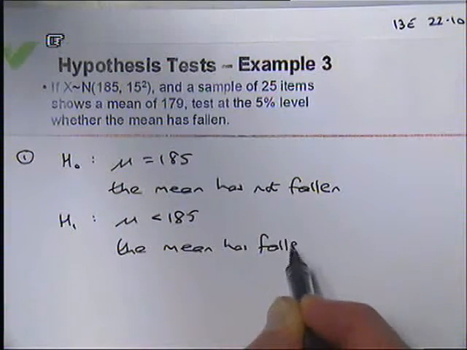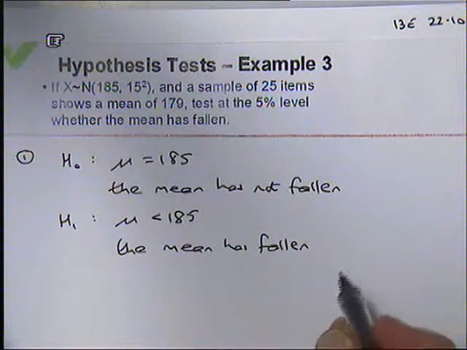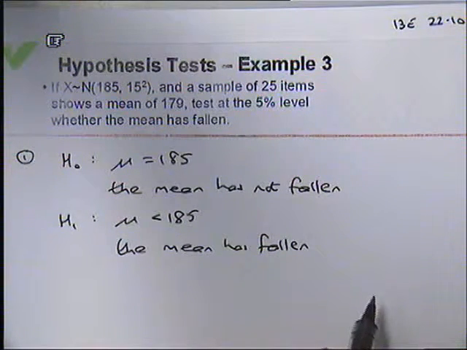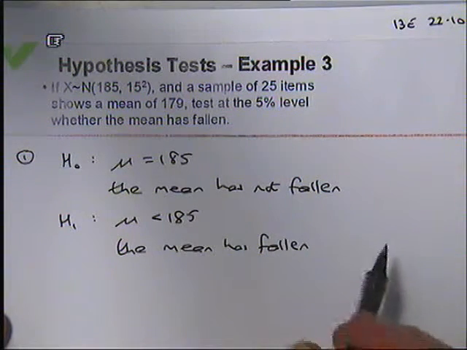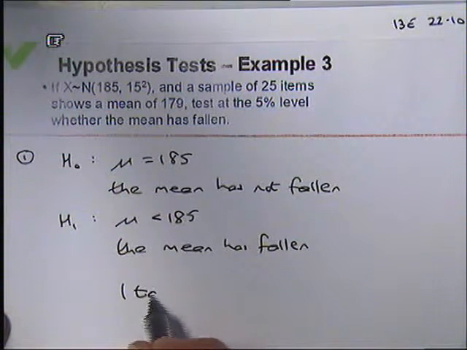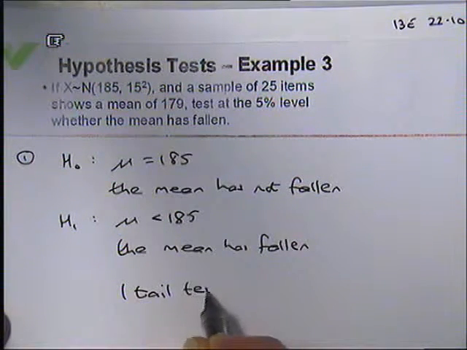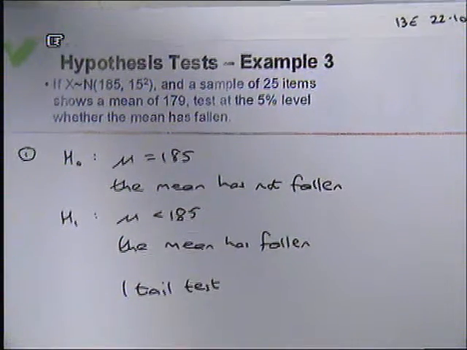And also in step 1, although I don't think it was written down as it was in brackets in our bullet point for step 1, what do we also write down or decide at this point? 1 or 2 tail test, yeah. That symbol there tells us this is a 1-tailed test. It's a 1-tailed test because it's not a not equal to sign, it's a less than sign.